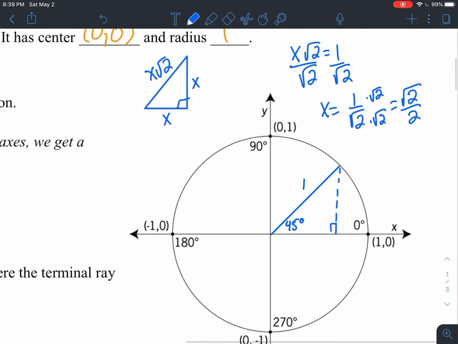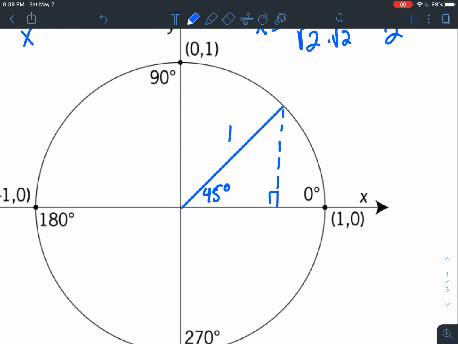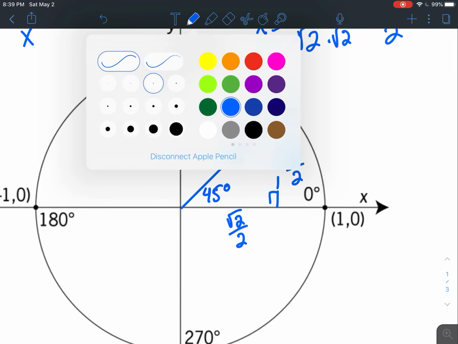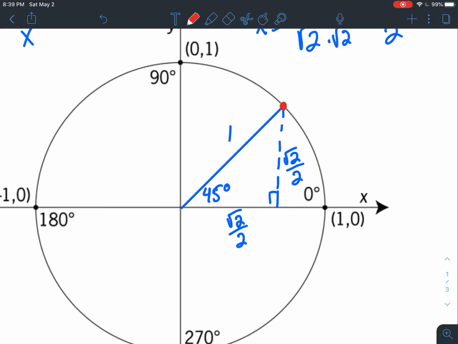Because again, that was using that to solve for x. Now in my right triangle, if I was able to label these, this is square root of 2 over 2. This is also the square root of 2 over 2. As soon as we know what those 2 legs are, it lets us find this thing called the terminal point. So I'm going to switch to red here. This point right here on my unit circle, which is where a 45-degree angle hits the actual circle, we could figure out the coordinate of that by just looking at the 2 legs of my right triangle.